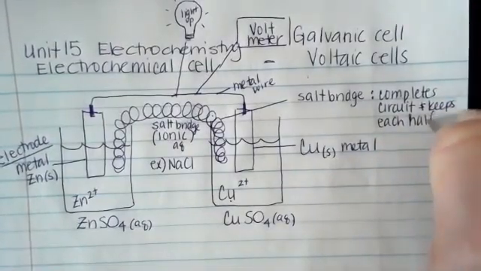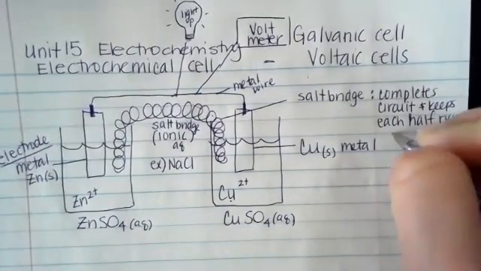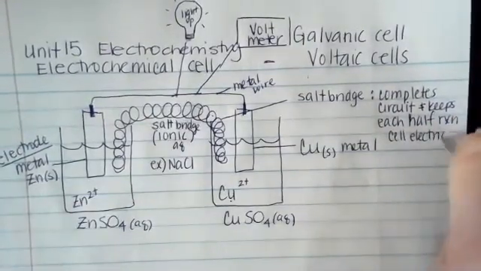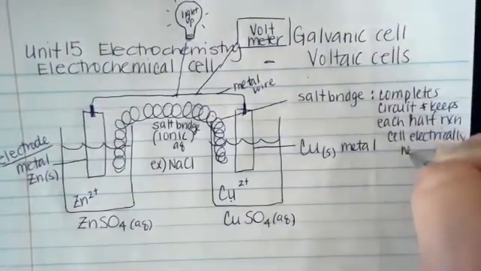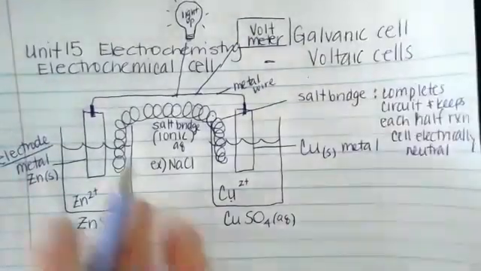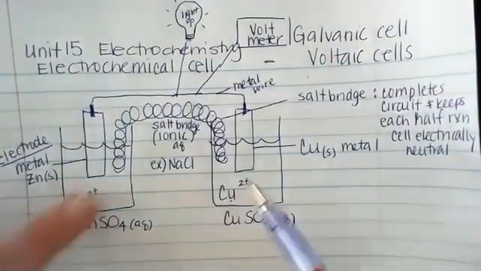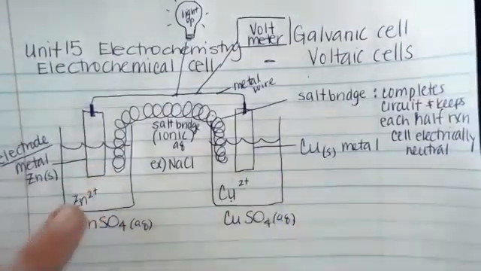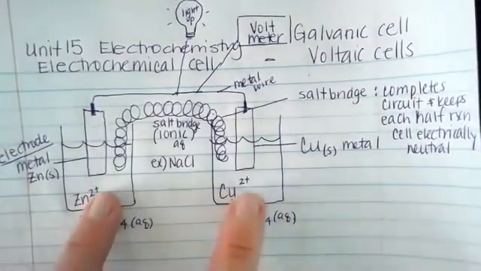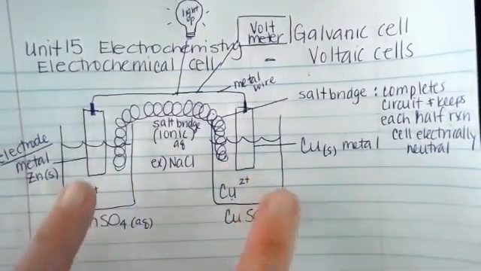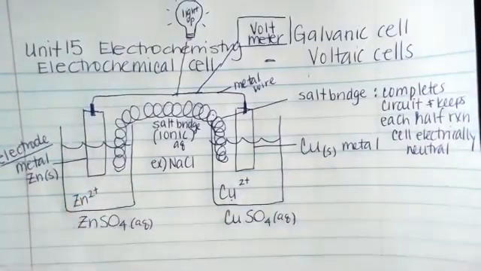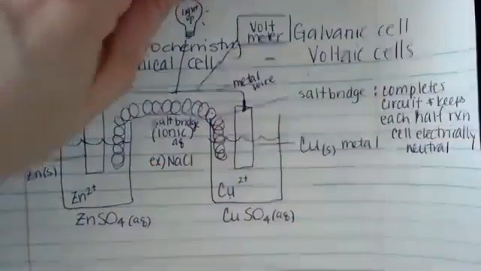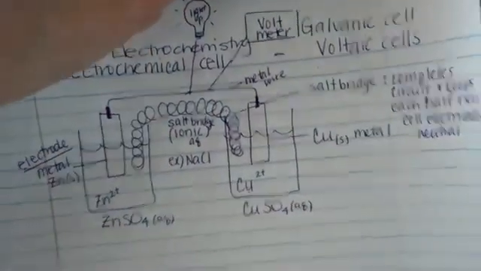Each half reaction cell is electrically neutral. And we will talk about what happens there. I'm not going to go into a lot of detail at this level of what's happening molecularly down here, but we are going to see the big picture of it all. We're just going to be learning the basics because we're going to be building this battery and seeing the voltage and measuring the voltage as well.